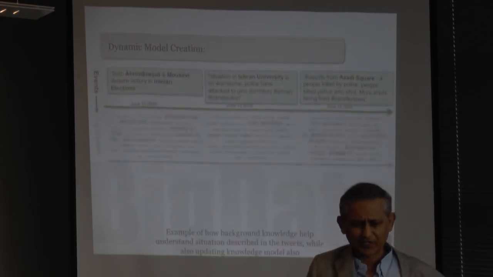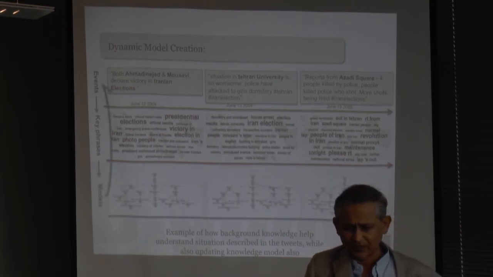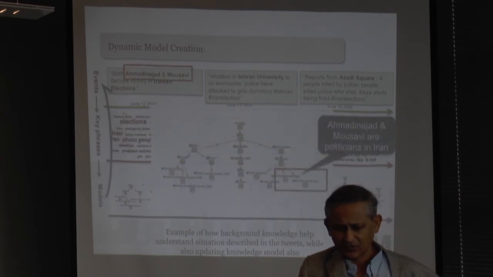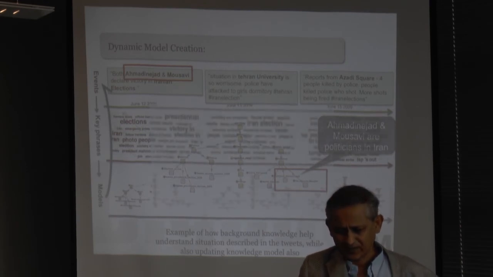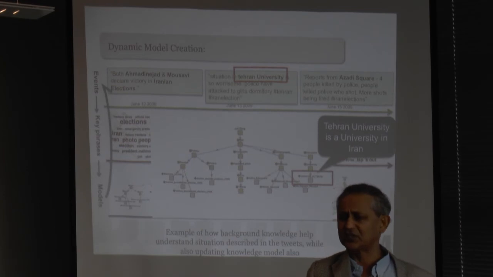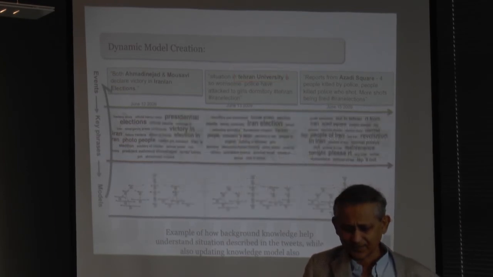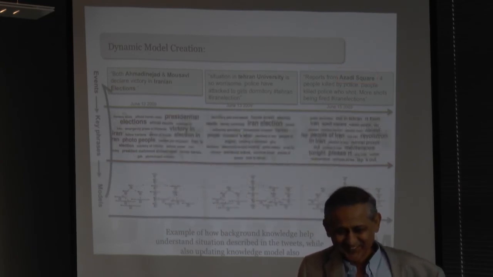So this is an example of various situation topics that were extracted, or entities that were extracted from those situations, and for them, then you can see Iran election 2009, Tehran University. Here is a model that was generated for the Iran elections, and you can see that Ahmadinejad and Mousavi are politicians in Iran, and the system will tell you that. Here the model tells you that Tehran University is a university in Tehran, in Iran. Here it says Azadi Square is a city square in Tehran, right? Yeah, Iranians here. So, all right.